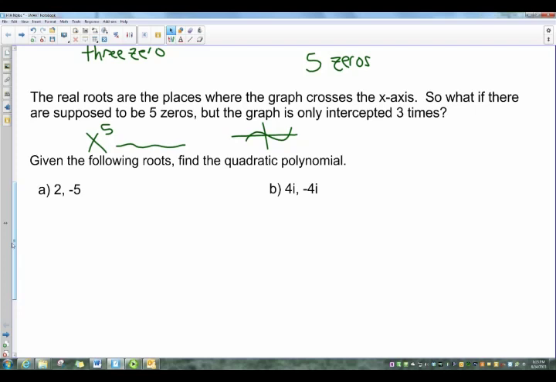Well, remember I told you it could be complex. Complex means reals and imaginaries. So those other 2 are actually imaginary numbers, and we just can't see them on the graph.